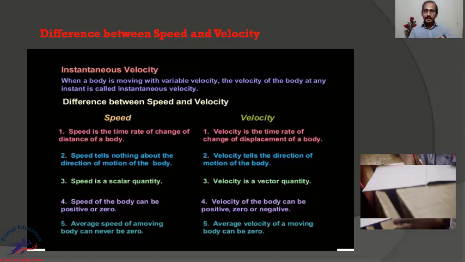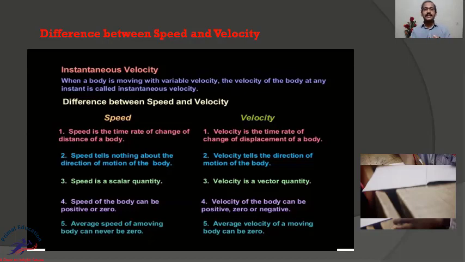Speed can be positive or zero. If you do not travel, that is at rest, and speed is zero. Speed will always be positive because distance is positive. Velocity may be positive, negative, or zero. Yes, we can compare with the displacement. Displacement is also positive, negative, or zero. So displacement by time, velocity also may be positive, negative, or zero.